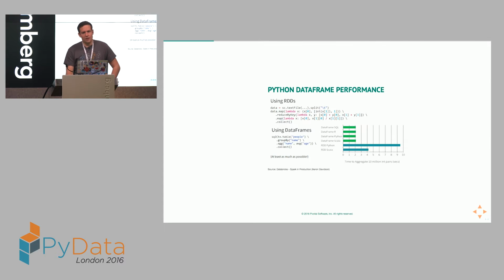And finally, there is a new data structure that came in Spark 1.6. This is the Dataset. This is not available in PySpark yet, only in Java and Scala.